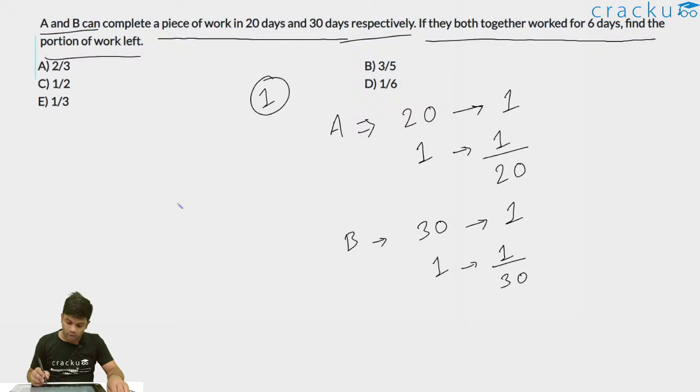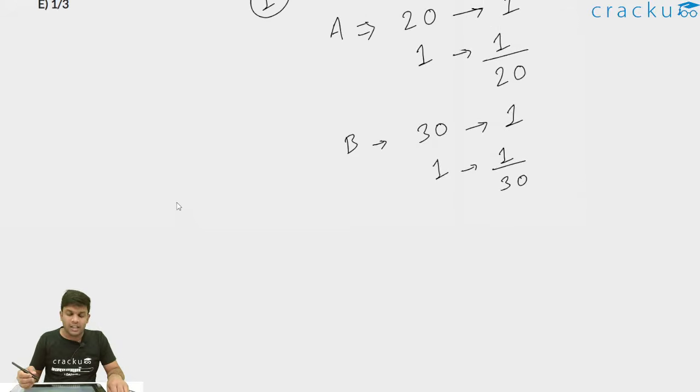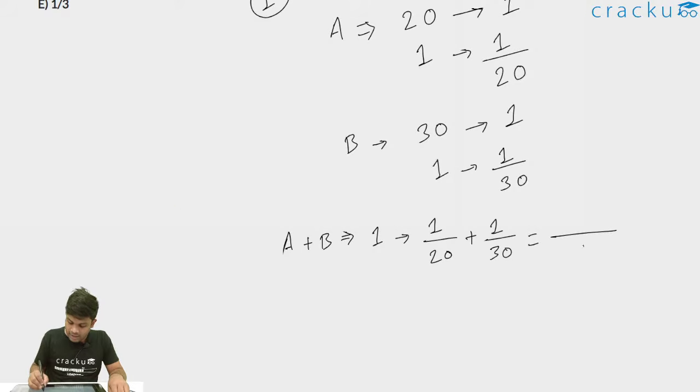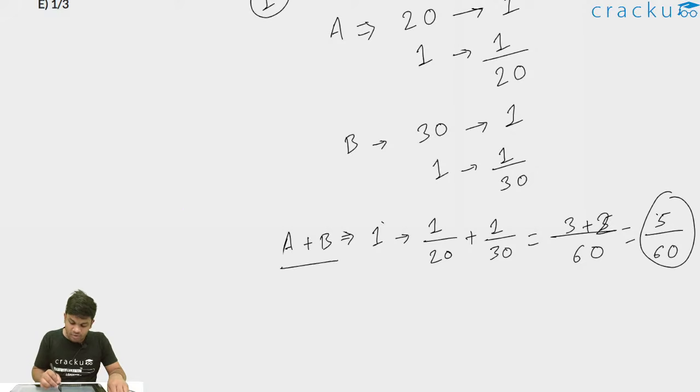Now if they both work together, in one day their work will add up. So A plus B in one day will do 1 by 20 plus 1 by 30. When you solve this, the LCM of 20 and 30 is 60. So you will get 3 plus 2, sorry, not 5, it is 2. So it is 5 by 60. Okay. So this amount of work is done by A and B in one day.